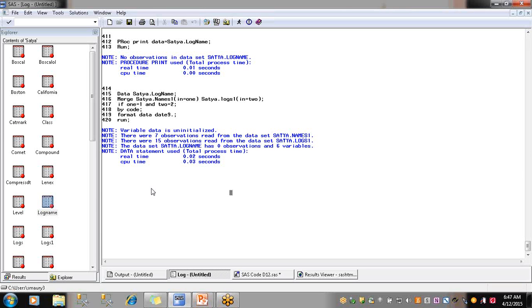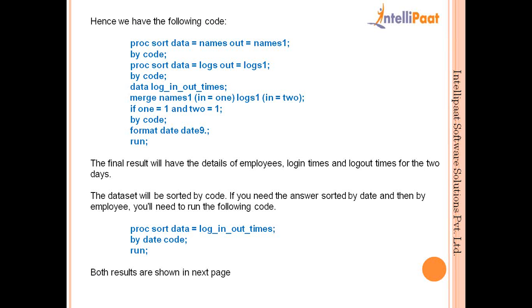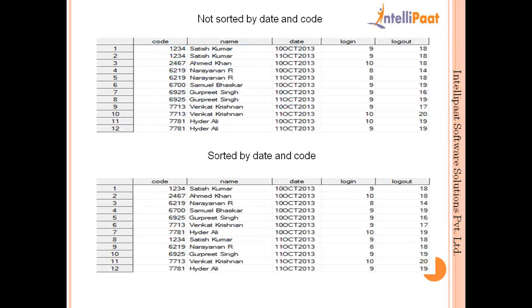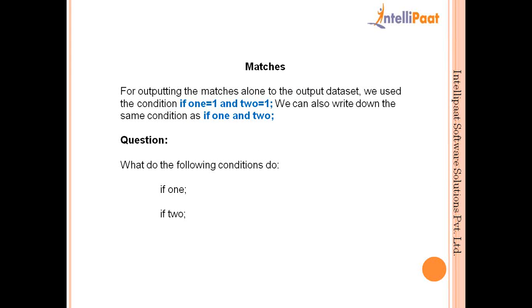The data set would be sorted by code. If you need the answer sorted by the date and then by employee, you will have to run the following code: proc sort data is equal to logname and out times by date code, run. Both results are shown on the next page. You can see in the first case it has sorted them in default order, but in the second case we have sorted this by date and code.